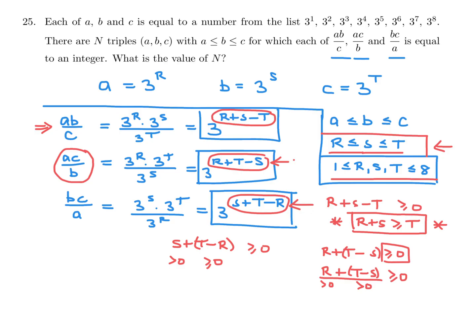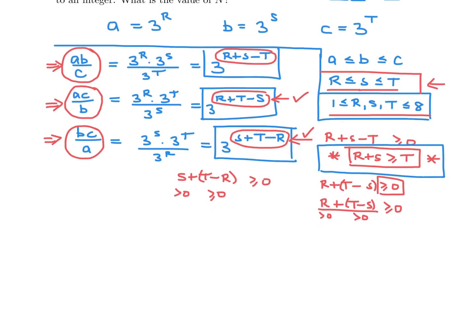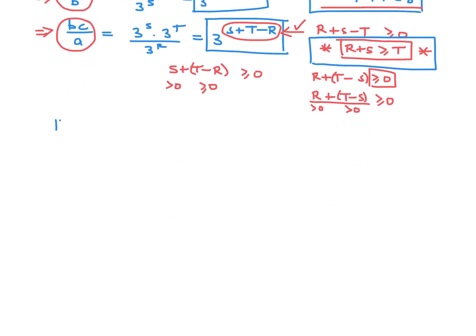So these two are pretty much guaranteed to be greater than or equal to 0, and therefore making these expressions an integer. So I guess the only expression we really need to concentrate on is that one, which is AB over C, and in particular this very important criteria that we must fulfill. So r plus s has to be greater than or equal to t, and that is pretty much going to be the majority of the work of this question.